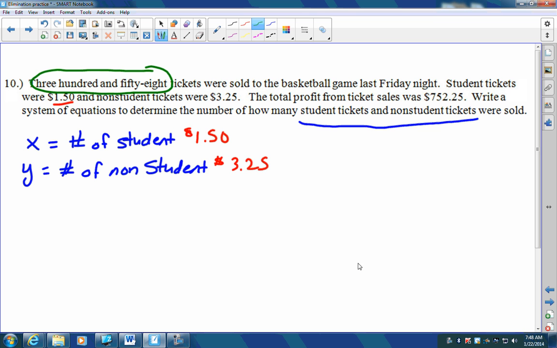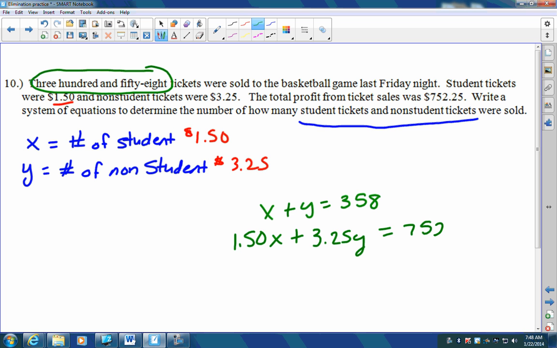Now, how many total tickets did they sell? 358. So you're going to have X plus Y equals 358. Now, the total profit, you have to put the dollar amounts with it. So you're going to have $1.50 times the student tickets plus $3.25 times the non-student equals $752.25.